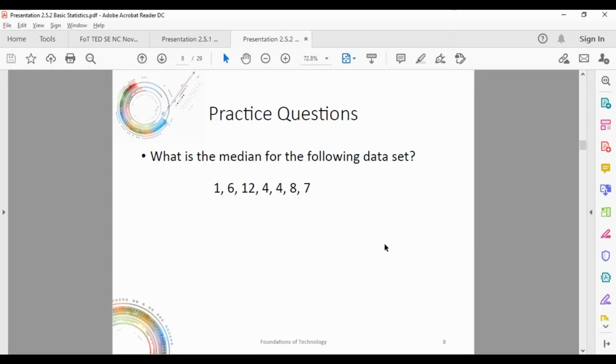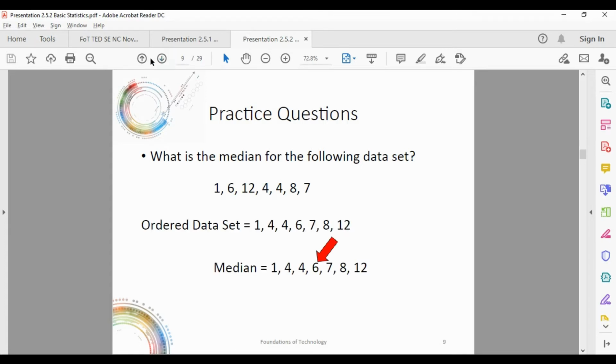So try this one on your own. What is the median for this data set? If you have not tried this on your own, you may want to pause the video now just to give yourself the opportunity to do so. But to find the median, first thing, order the data set, and then look for the number that's in the middle.